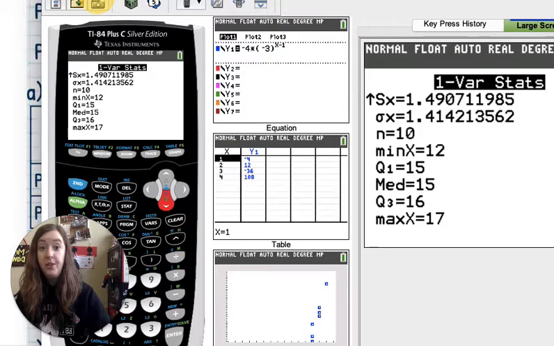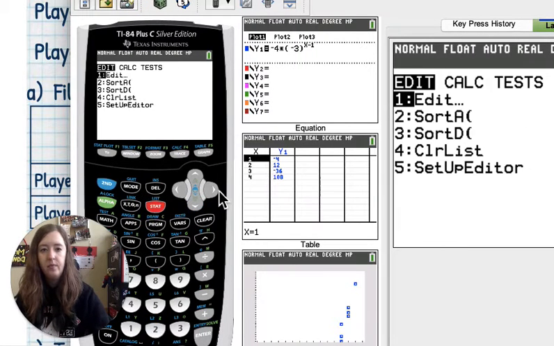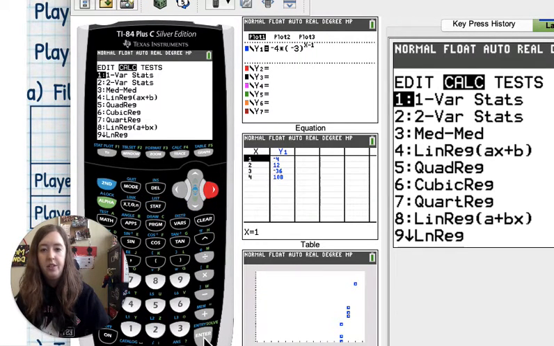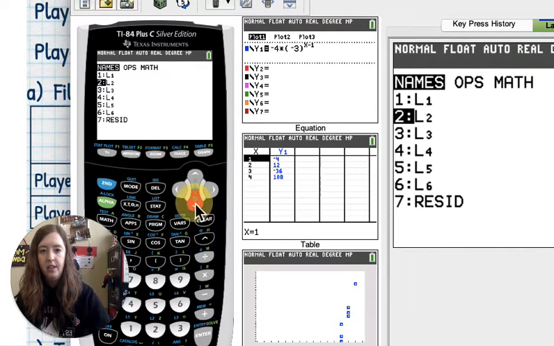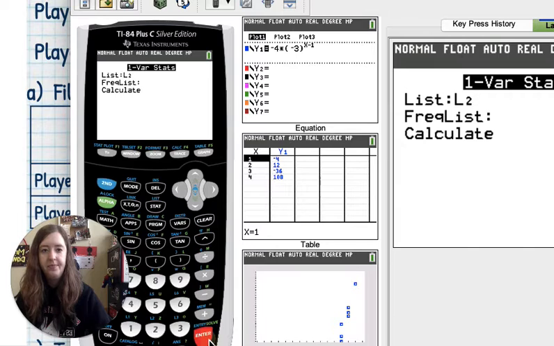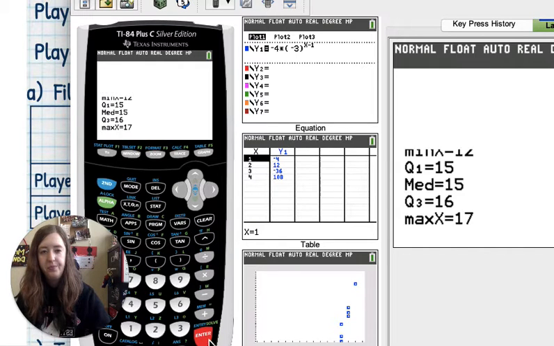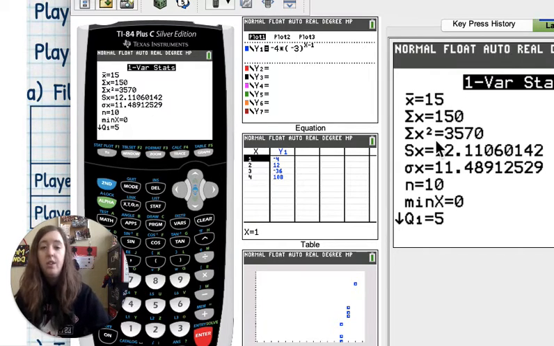Now let's do that for player B. I put player B into list 2, so I need to change what list I'm using there. I'm going to go to second stat to get list and choose L2. So the total number of points that they scored was 150. The mean, x bar right there, is 15.